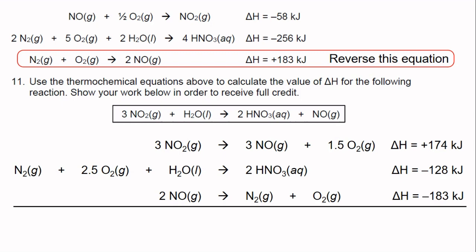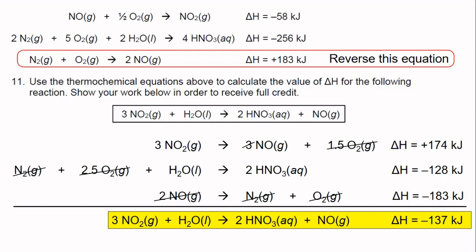Let's cross off the things we don't need, which is nitrogen goes away. I have a total of 2.5 moles of oxygen, so that gets canceled out. And 2 moles of NO on the left, 3 moles of NO on the right. That's a net difference of 1. Everything else works: 3 moles of NO2, 1 mole of H2O, 2 moles of HNO3, and 1 mole of NO. And the total delta H, when we add these 3 equations together, is negative 137 kilojoules.